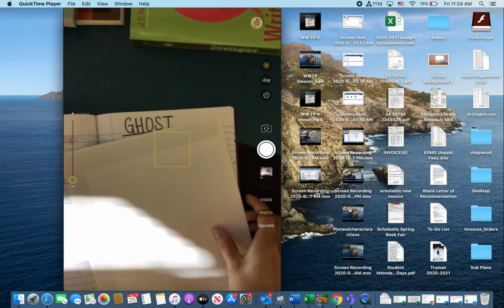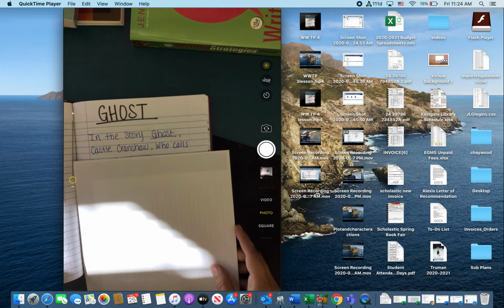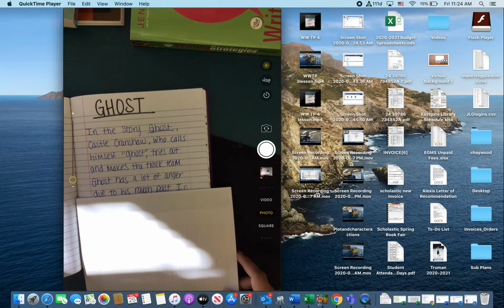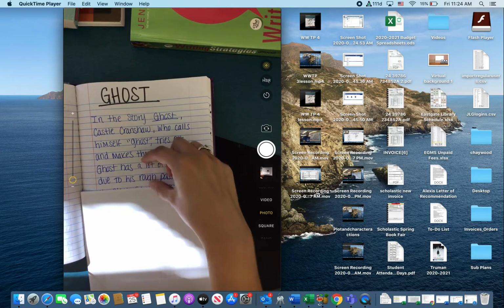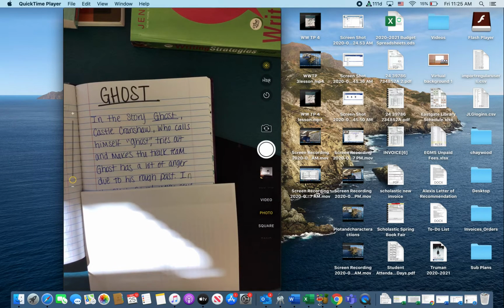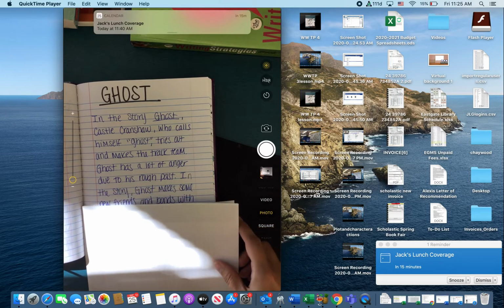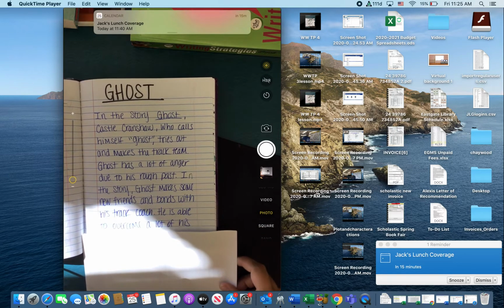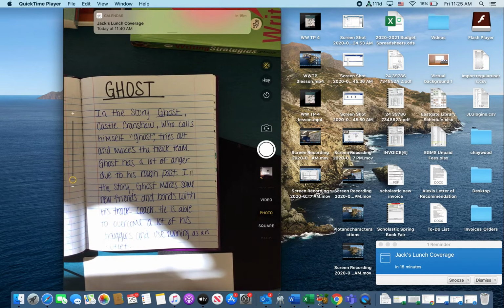All right, so here's the summary that I made. In the story Ghost, Castle Cranshaw, who calls himself Ghost, tries out and makes the track team. Ghost has a lot of anger due to his rough past. Okay, and there's that "and then." I chose to stick that in there, so I reordered them slightly once I wrote my summary. In the story, Ghost makes some new friends and bonds with his track coach. He is able to overcome a lot of his struggles and use running as an outlet.